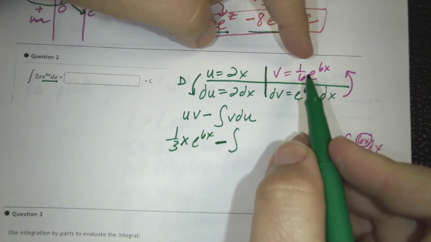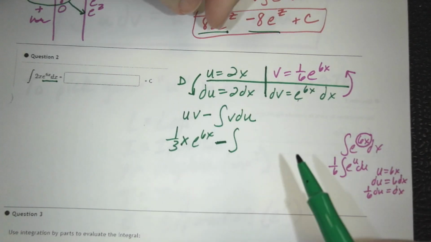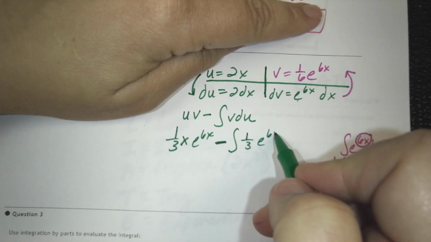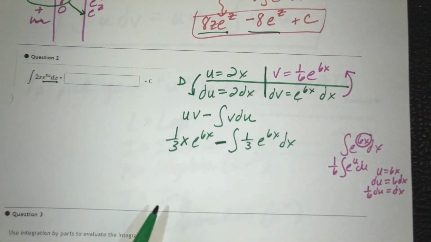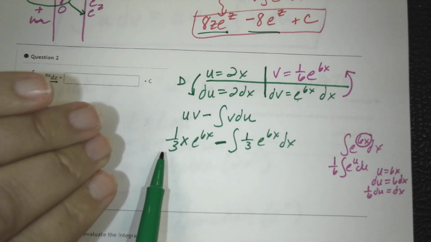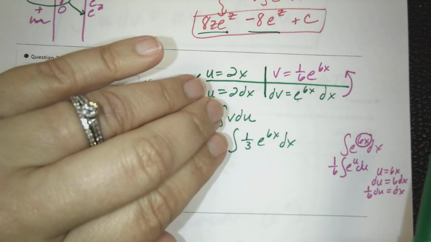Now write v du. So write this way. V du. What's 1/6 times 2? 1/3 e to the 6x dx. All I did was write it out, correct? Okay. This part you have nothing to do with. It's done. But this part you have to integrate again.